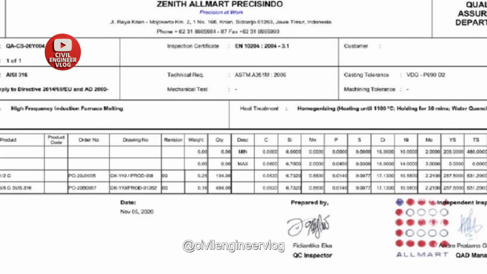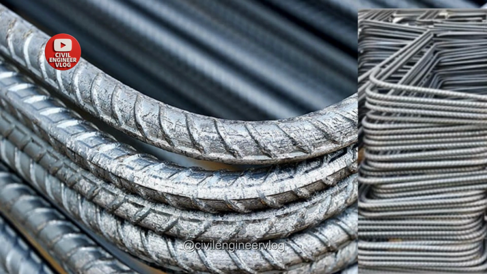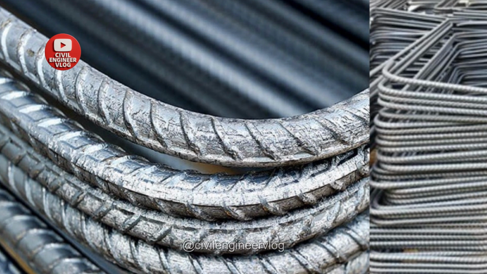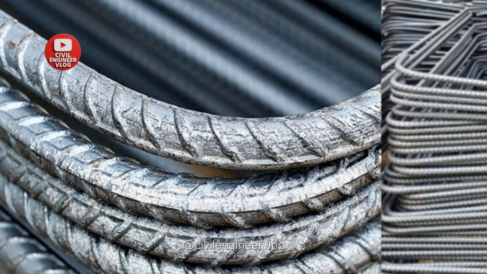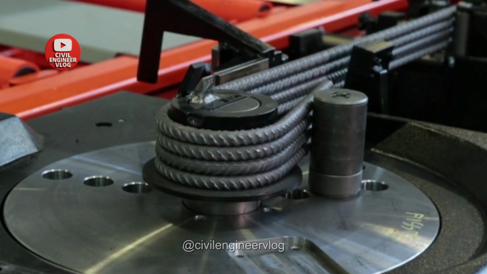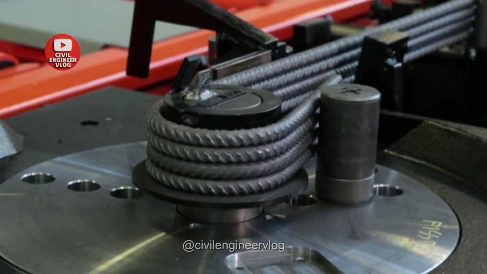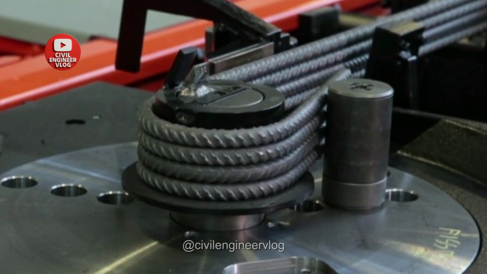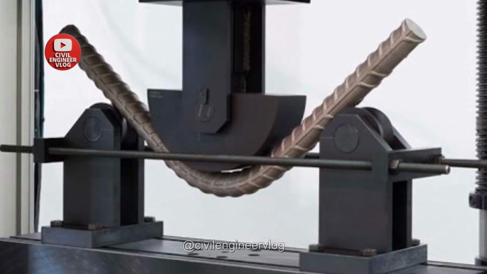Improper cutting and bending. Often, unskilled labor bends the bars too tightly or at incorrect angles, weakening them. Rebar must be bent at a minimum bend radius to avoid internal stress cracks. Sharp bends can cause internal fractures which aren't visible but reduce strength.